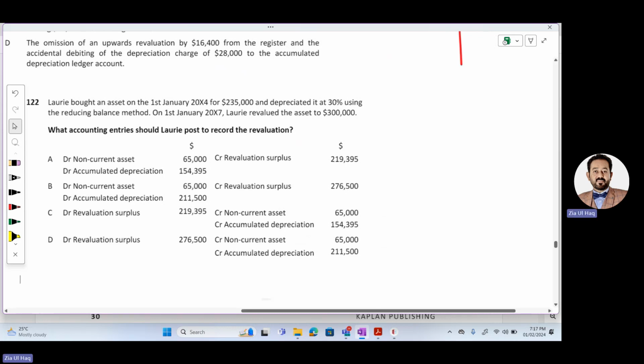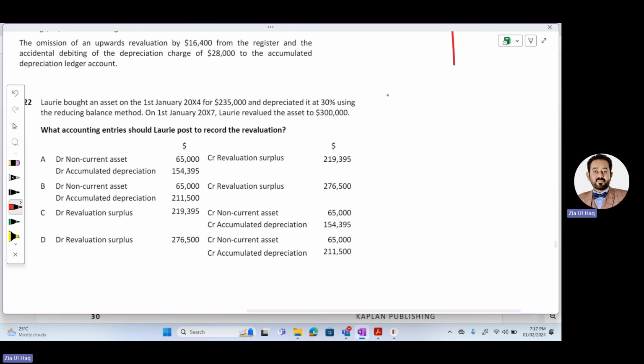What should be the accounting entry? Debit asset, debit accumulated depreciation, and credit revaluation surplus. But we need to calculate. Asset cost is what? Cost is 235,000.